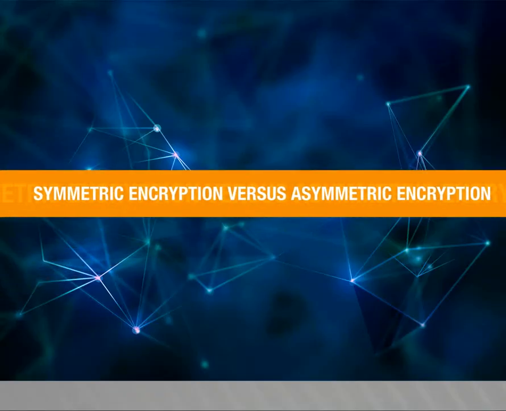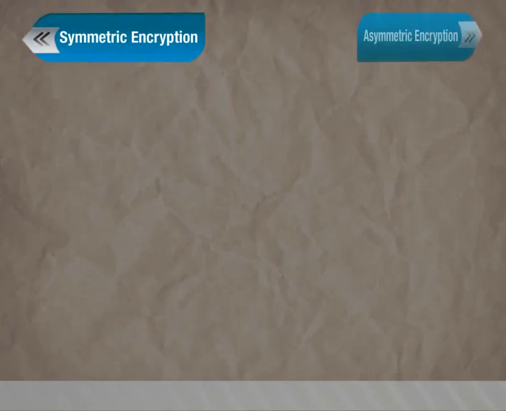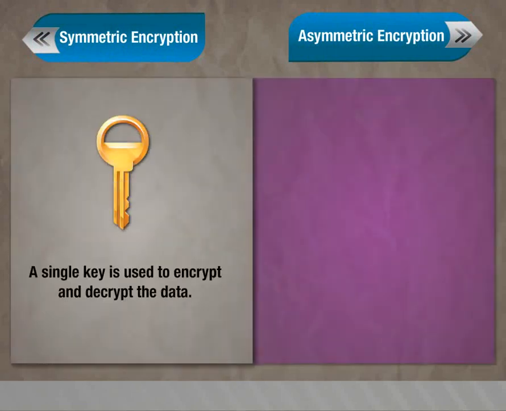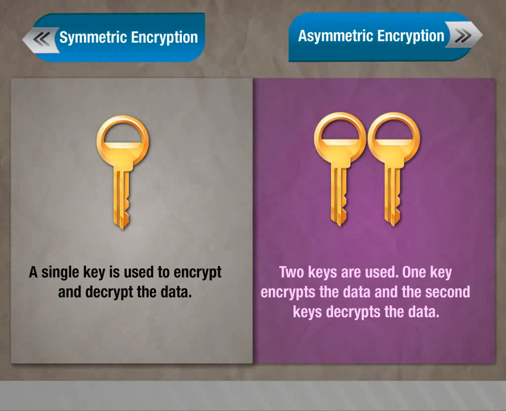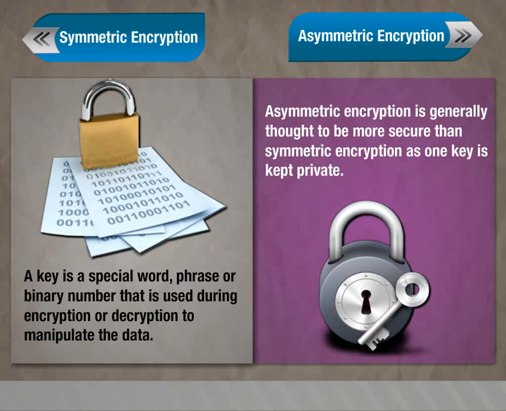Symmetric encryption versus asymmetric encryption. In this video, we are going to see about symmetric encryption versus asymmetric encryption. Symmetric encryption: a single key is used to encrypt and decrypt the data. Asymmetric encryption: two keys are used, one key encrypts the data and the second key decrypts the data. A key is a special word, phrase, or binary number that is used during encryption or decryption to manipulate the data. Asymmetric encryption is generally thought to be more secure than symmetric encryption, as one key is kept private.